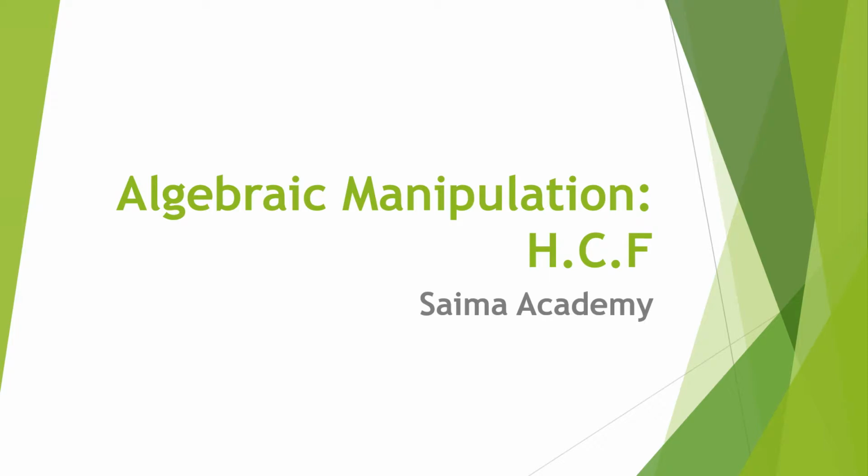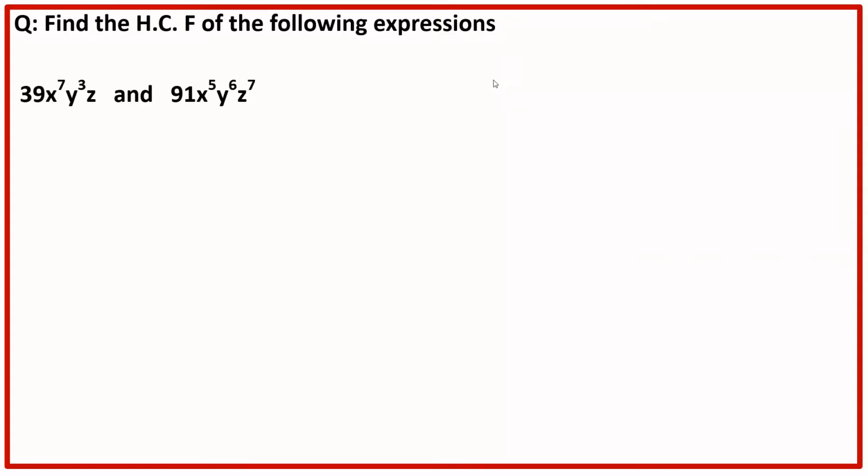Here we are going to start a new lesson which is algebraic manipulation, and we are going to discuss HCF, which stands for highest common factor. So the question is, find the HCF, means highest common factor, of the following expressions. We have first expression 39 x raised to power 7 y exponent 3 z, and 91 x raised to power 5 y power 6 z power 7.